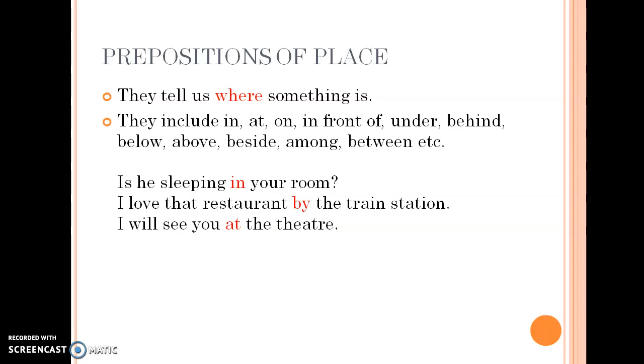In. I love that restaurant by the train station. Which word is telling you about place? Now train station is also a place, restaurant is also a place, but they are nouns, names of places. So the other word that talks about prepositions of place is by. I will see you at the theater. What word is telling you about the place? At, because theater is a noun, so you can't say theater is talking about the place.